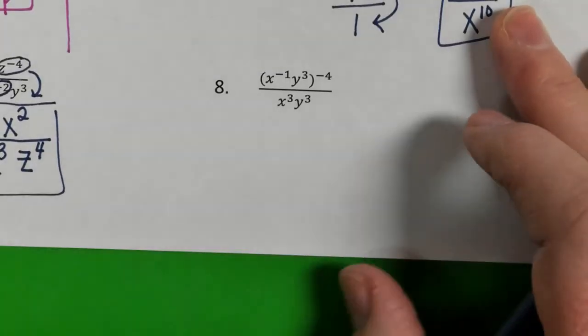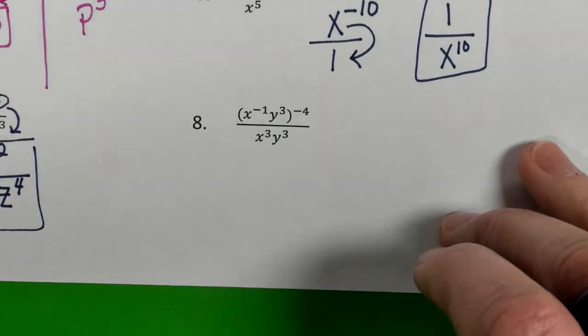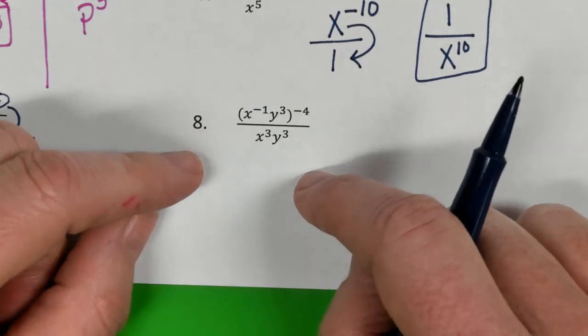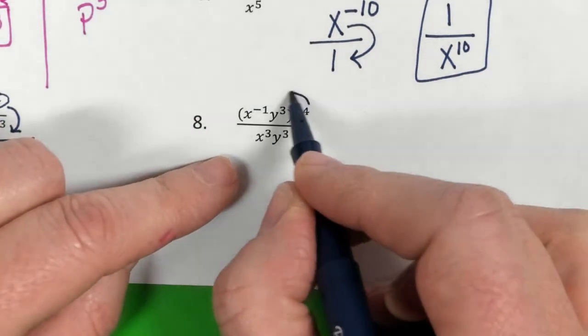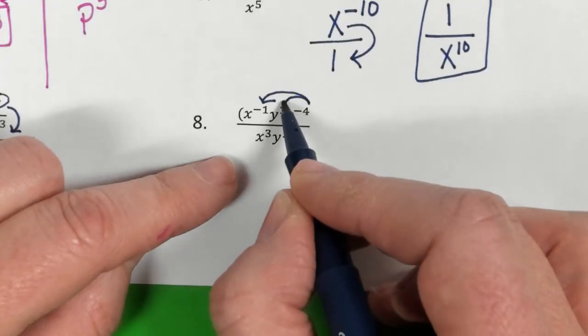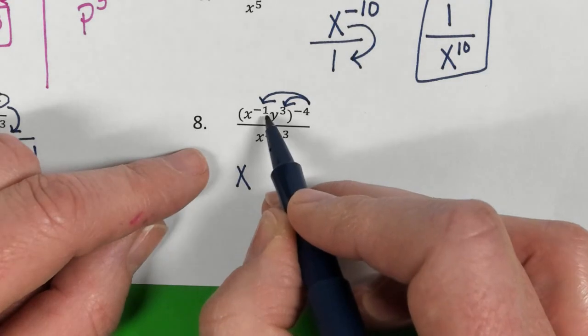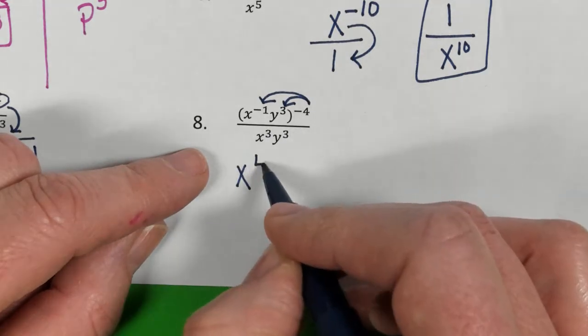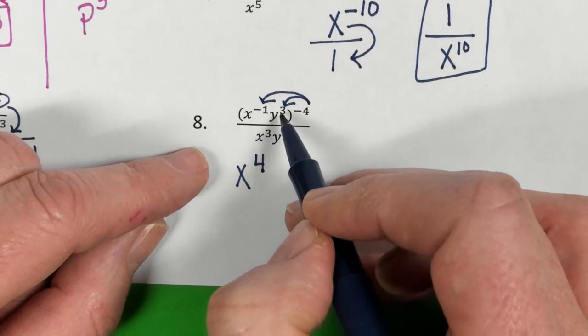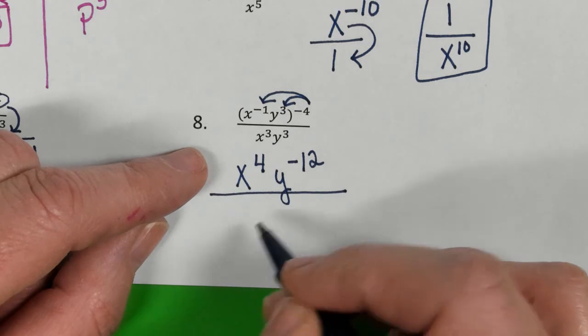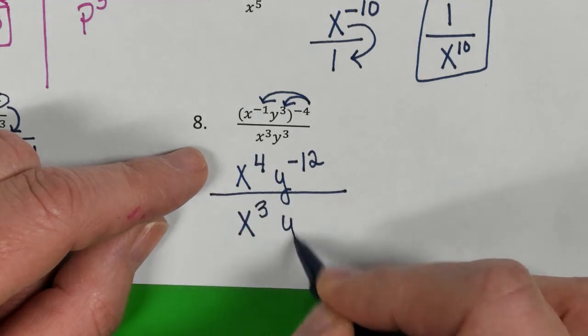Okay, number 8. Lots of different ways we can do this. We could move this whole thing to the bottom, but I think most of you are going to be comfortable applying this exponent first and getting rid of those parentheses. So let's do that. This is power to a power. Negative 1 times negative 4 is positive 4. 3 times negative 4, negative 12. And then on the bottom, x to the third, y to the third.